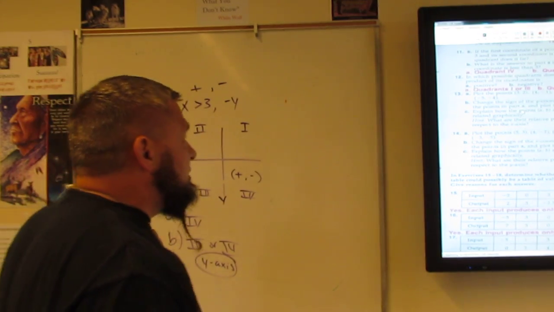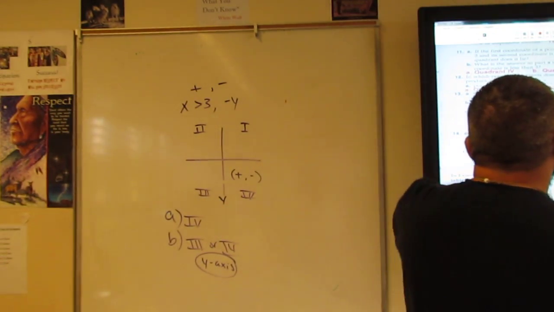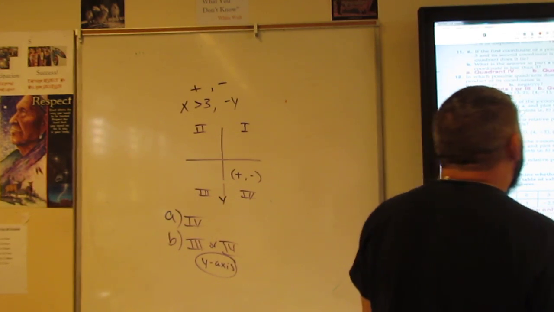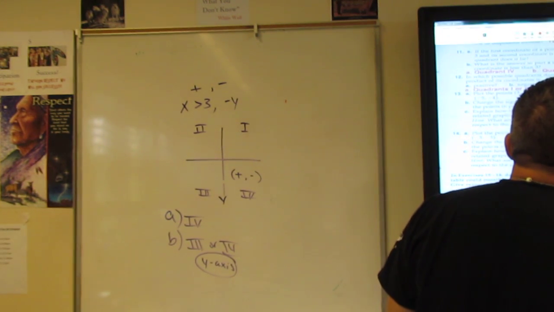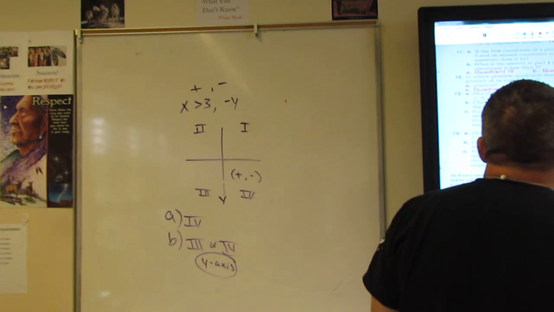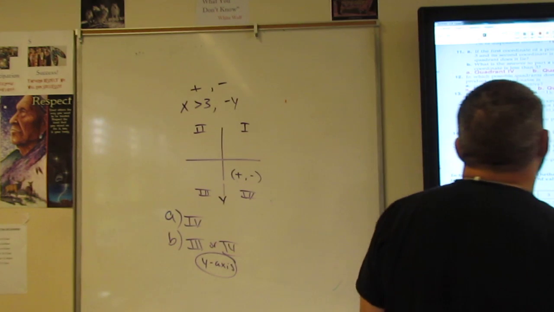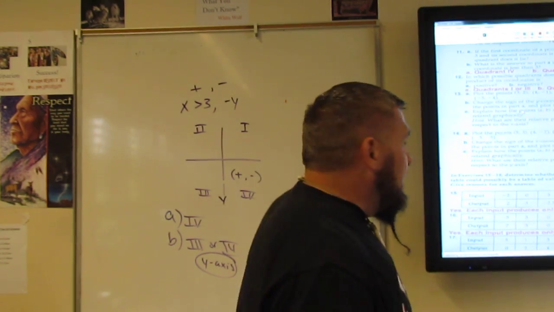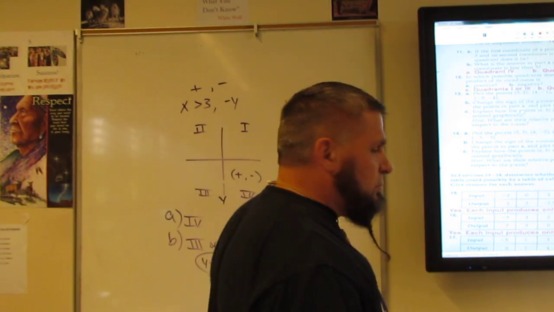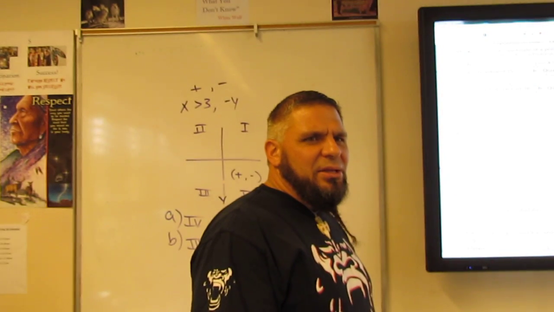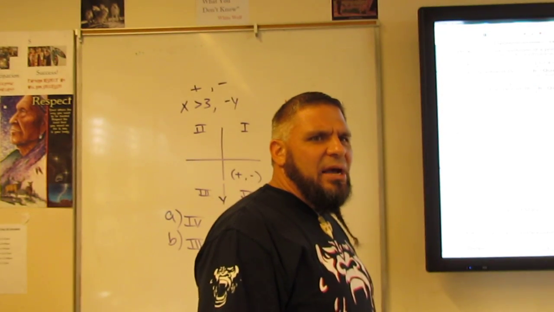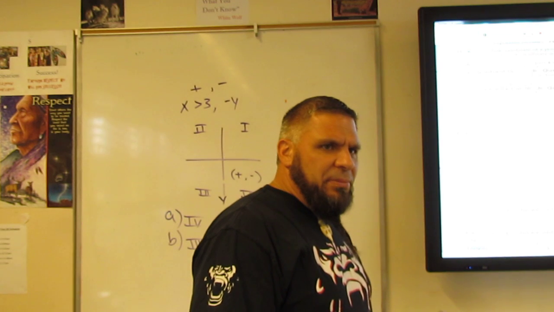Okay? 13, plot the points. That should be fairly simple. Change the sign of the y-coordinates in each of the points in part A and plot these new points. Explain how the points A, B and A, negative B are related graphically. Well, if you have A, B, and then you change it to A, negative B, how are they related?